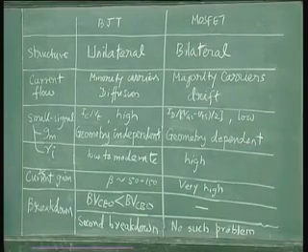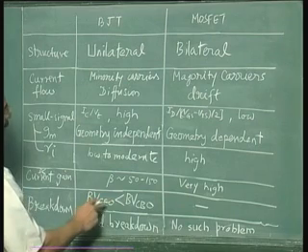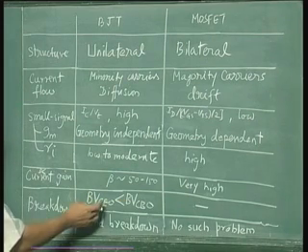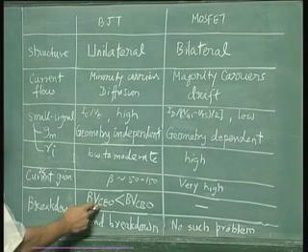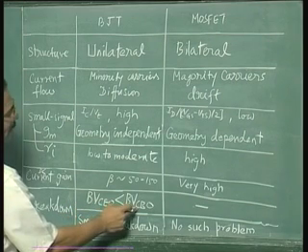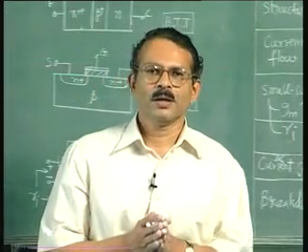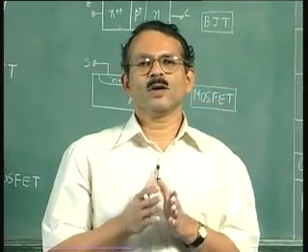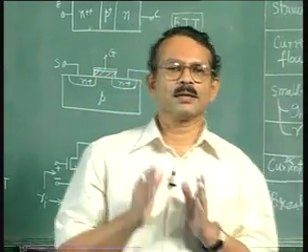Finally, the breakdown. In BJT, you have at least two different breakdowns, BVCEO and BVCBO. So this breakdown is much less than the other breakdown. Breakdown between collector and emitter is much less than the breakdown between collector and base. Now, in the case of MOSFET, however, there is no such problem. Okay? So breakdown voltage between drain and source is the same as breakdown voltage between drain and bulk.